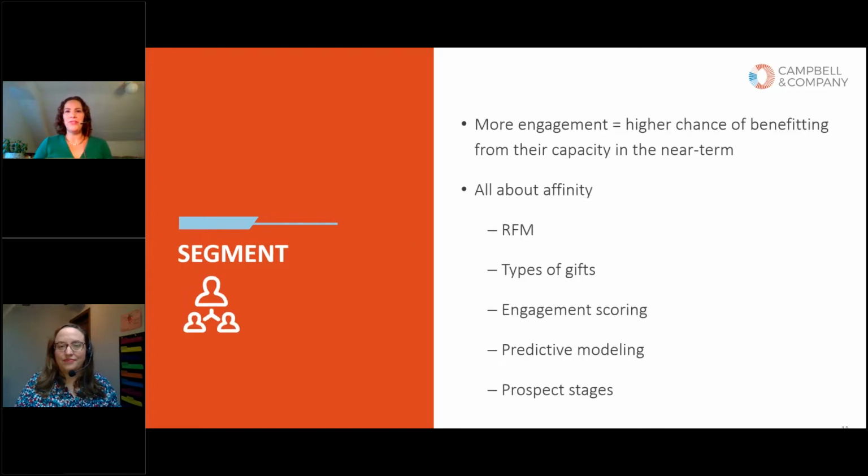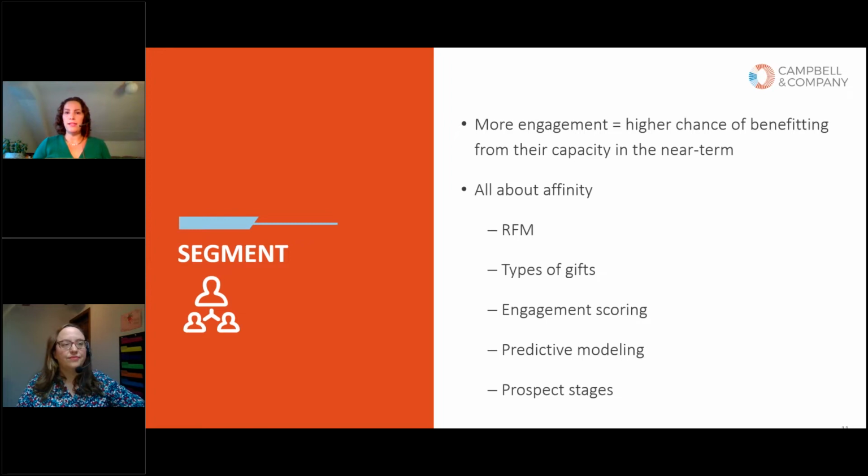So once you have your definition of capacity, you can move on to segmenting your donors, because capacity is only a piece of your puzzle. We need to understand how likely is your organization to benefit from the capacity that you've uncovered. And this really is all about affinity. And there are a couple of different ways that you can measure affinity and how we measure affinity when we're doing a capacity analysis. The first is an RFM score.